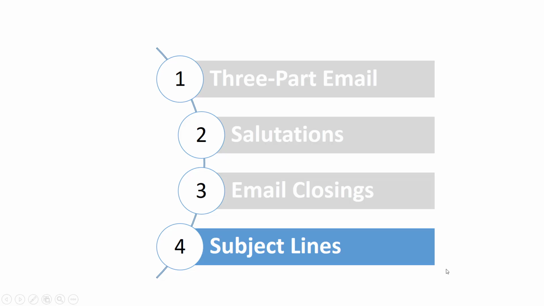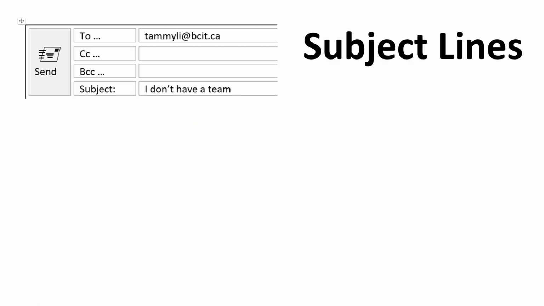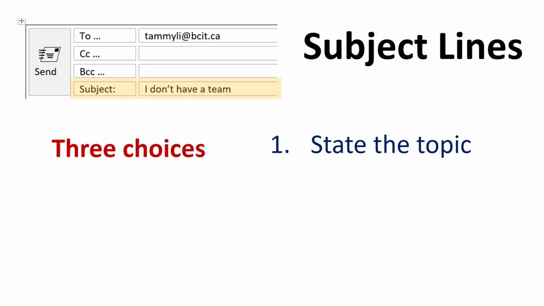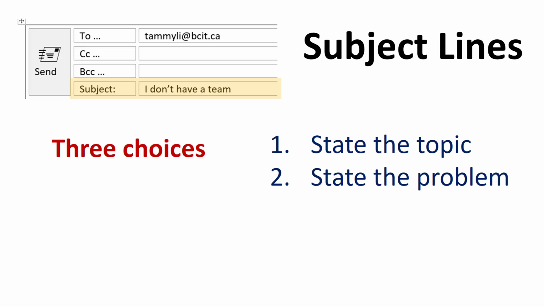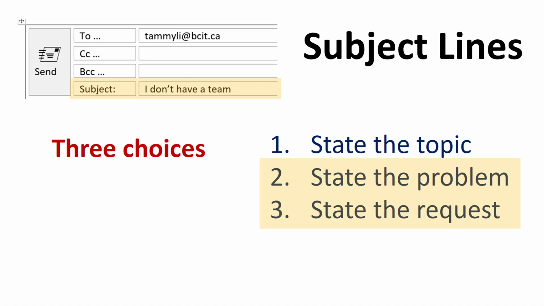Let's move on to subject lines. The subject line is shown here. I don't have a team. With subject lines, you have 3 choices. State the topic, state the problem, why are you writing, or state the request, what do you want? In the subject line, you need to balance 2 things. You want to clearly communicate, and you want to maintain the relationship. To clearly communicate, state the problem or the request. But if you think this will negatively affect the relationship, state the topic.